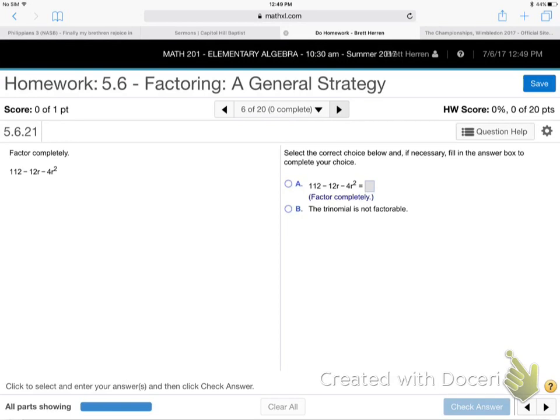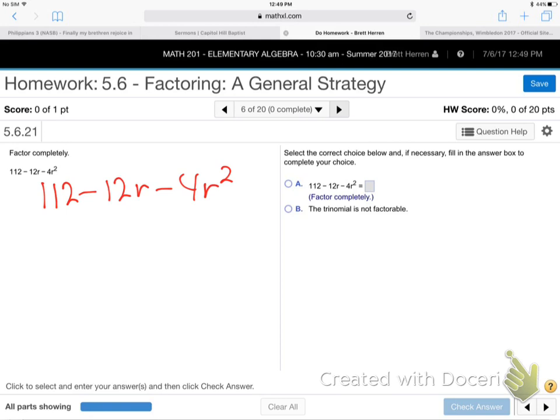Okay, so what do we have here? 112 minus 12r minus 4r squared. Okay. What should we do with that one? We're going to definitely need to do GCF at some point. But do we need to reorder or not? That's really my question. Should we reorder or should we not? Did you catch all those rules on reordering?